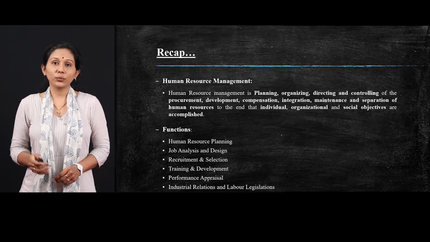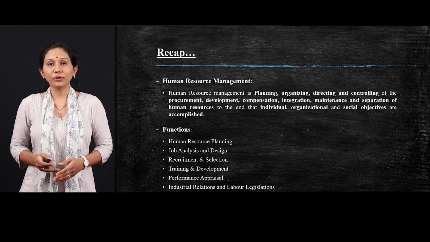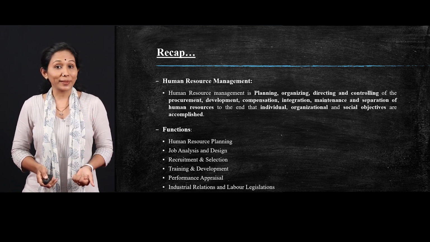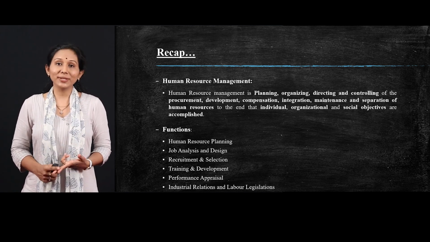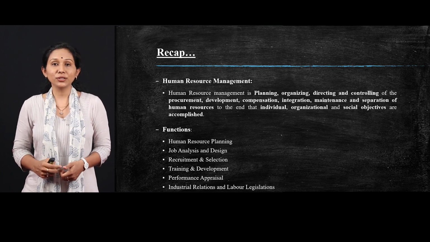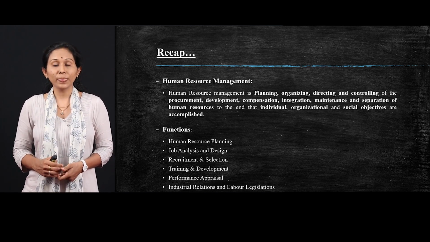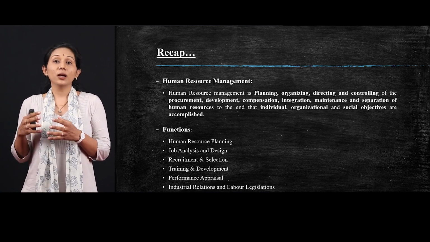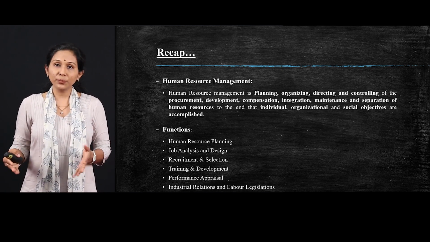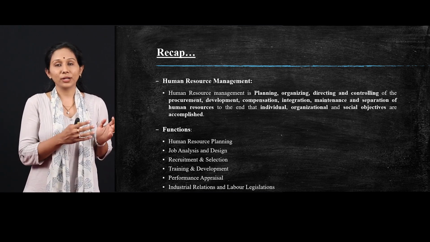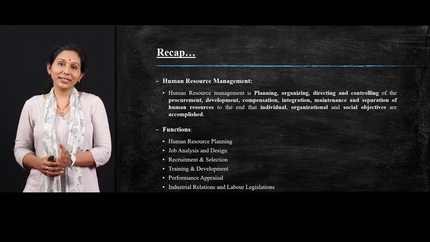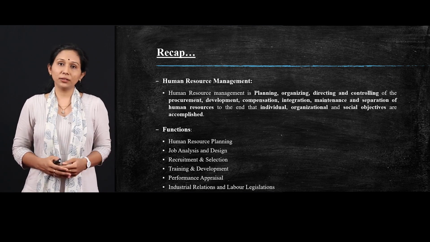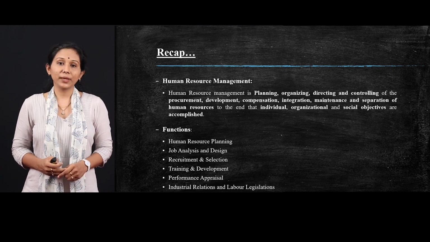Here, within the subject, we studied about different functions of human resource management, wherein we started with learning about human resource planning, job analysis, job design, under which we also studied job description and job specification. We studied about recruitment and selection, the concepts of recruitment, concept of selection, the difference between both processes of recruitment and selection, training and development, how is one connected to the other, how one leads to the other, how is one different from the other.